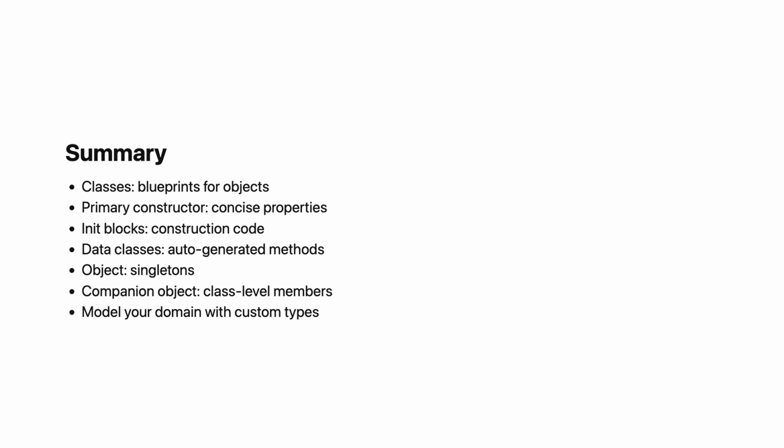Let us summarize. Classes are blueprints for objects. They define properties and methods. Primary constructors define properties concisely. Init blocks run code during construction. Data classes auto-generate equals, hashCode, toString, and copy. Object declarations create singletons. Companion objects provide class-level members. Classes let you model your domain with custom types.